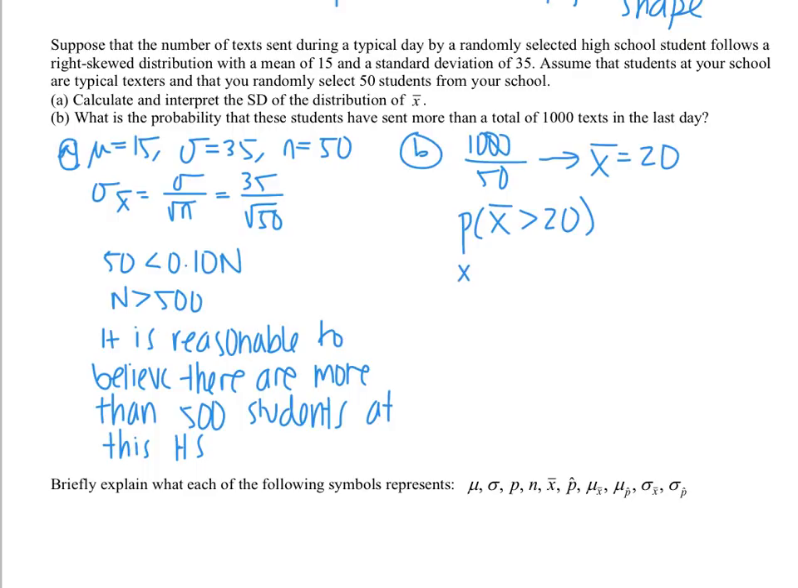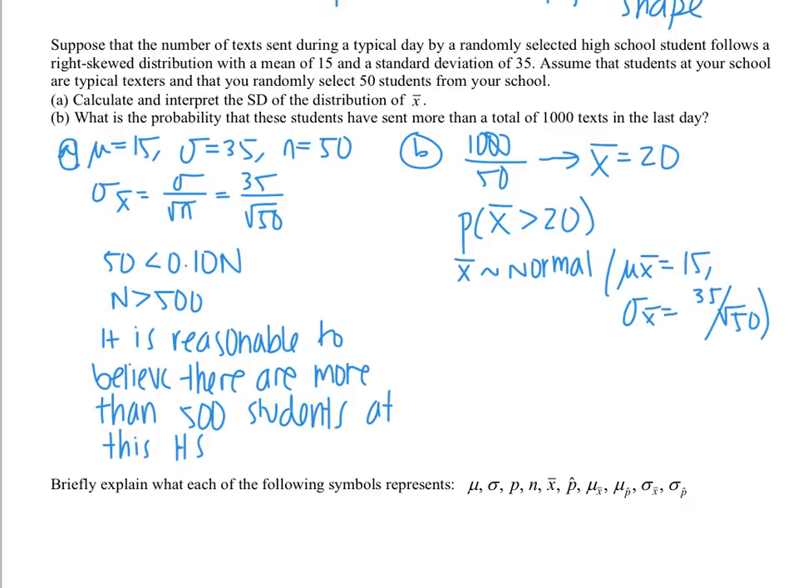Okay, well we need to know the distribution of X bar. X bar is going to be normal. The mean of X bar is the same as the population mean, which is 15 rather. Standard deviation is what we already calculated. It's 35 over the square root of 50.